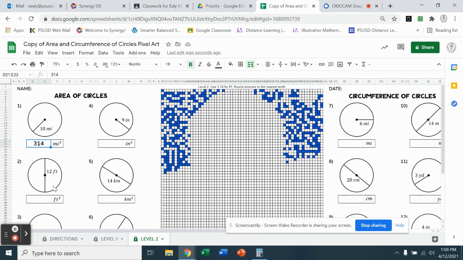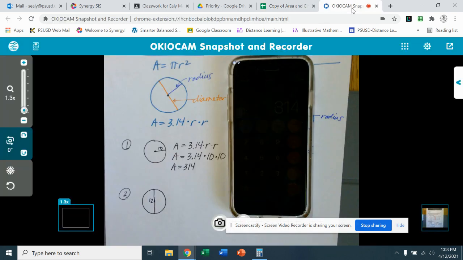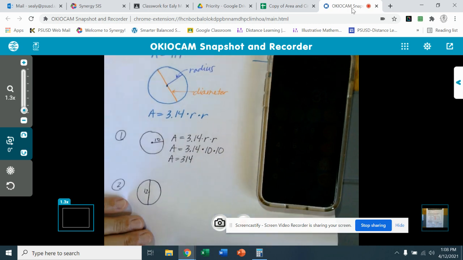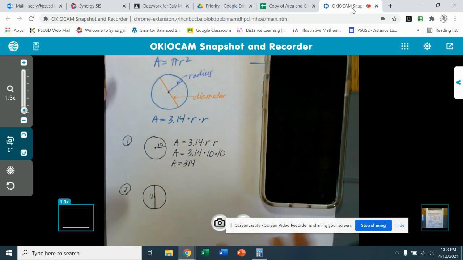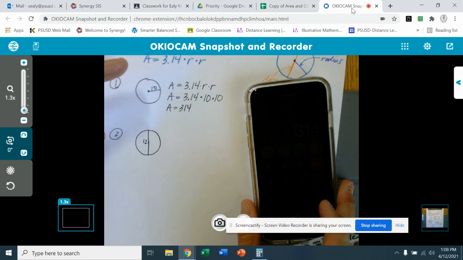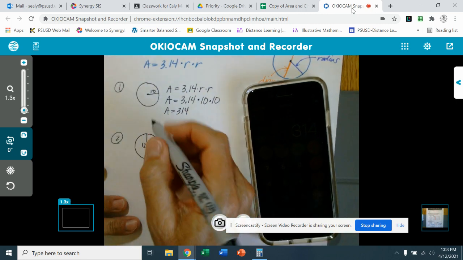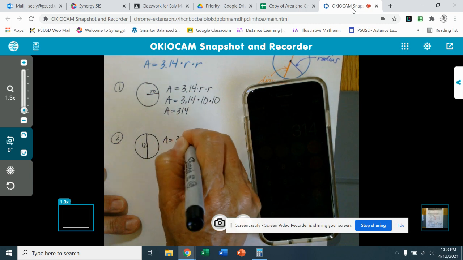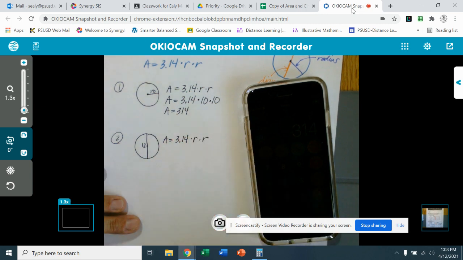And on number 2, they give us a circle this time, but they don't give us a radius. They give us the diameter. And so we're going to have to figure out the radius because remember, we need the radius to find the area. We can't use the diameter. So I have this, it goes all the way across, but I don't want that because I need to find the area. I need pi times radius times radius.